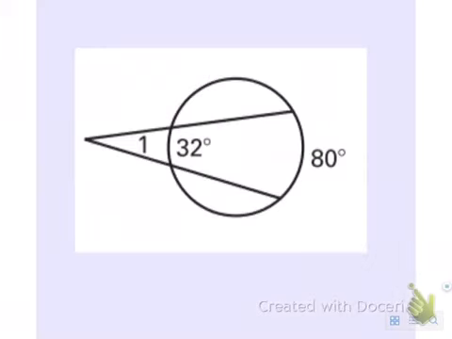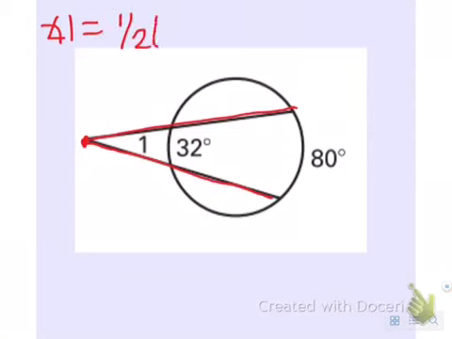Here's the first example. Notice I have 2 secants because the lines go outside the circle. And these secants intersect outside the circle. So I need to use the formula. It tells me that the angle, which I don't know, it's angle 1, is equal to half the difference. And you want to subtract the larger angle first. So I'm going to say 80 subtract 32.